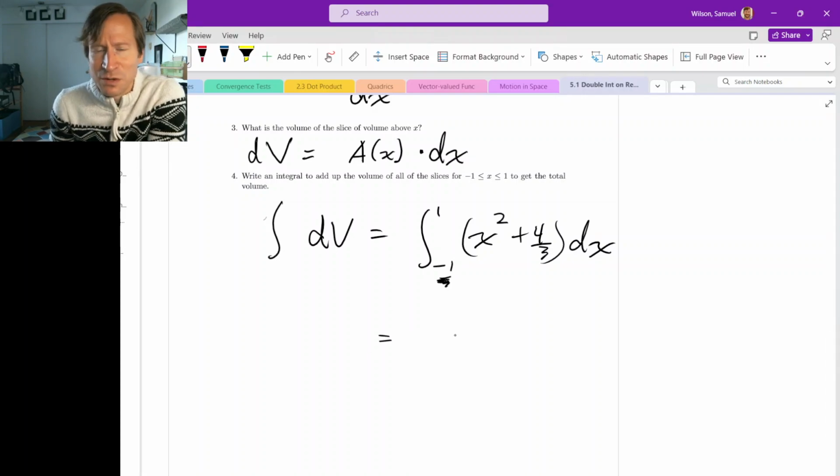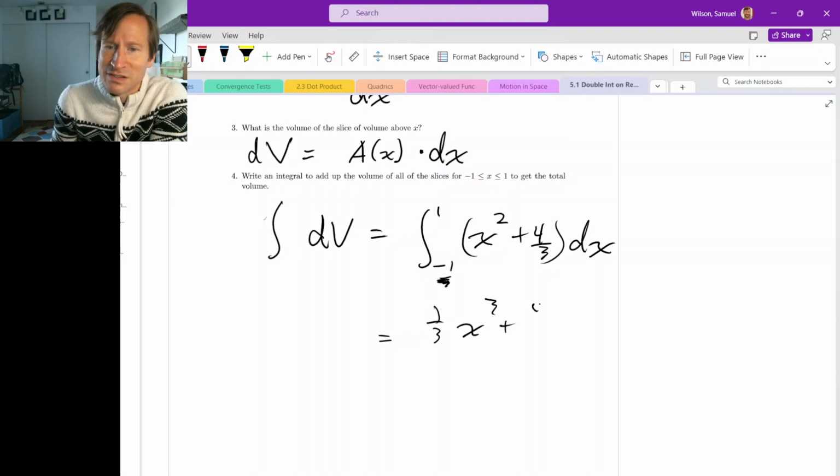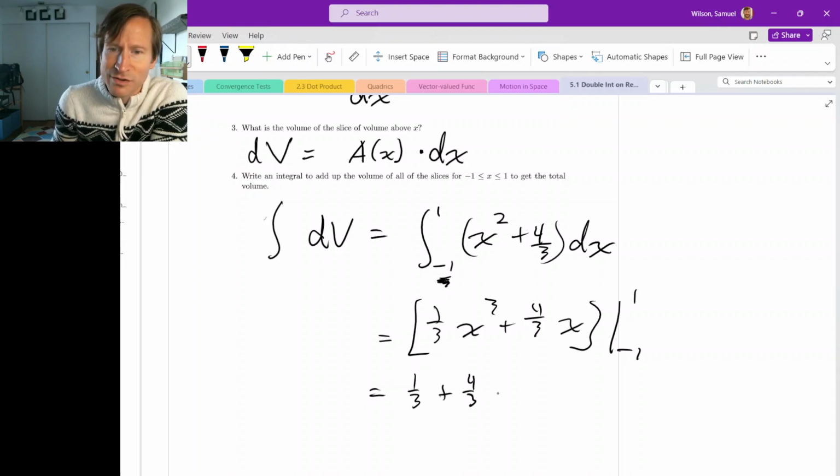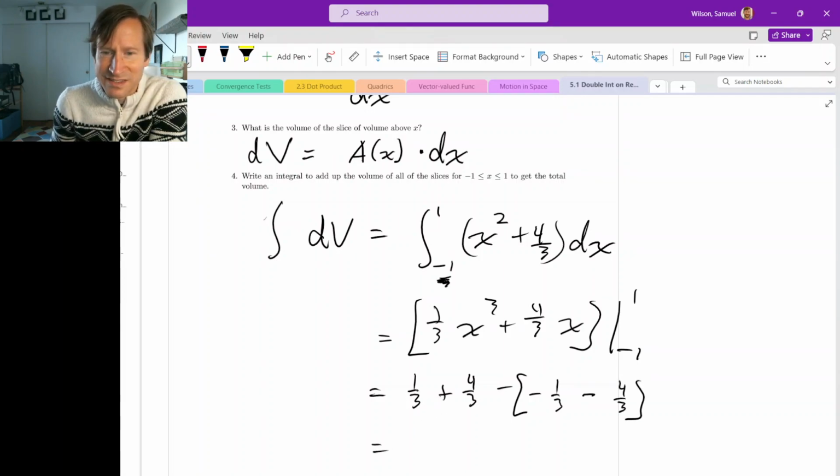And this is a single variable integral, so in the usual way, it's 1/3 x cubed plus 4/3 x. Evaluate this from -1 to 1. So this is 1/3 plus 4/3 minus, and then plug in your -1, minus 1/3, minus 4/3. So this is going to give us 5/3 and then another 5/3 in the brackets, so that's going to be 10/3 altogether.